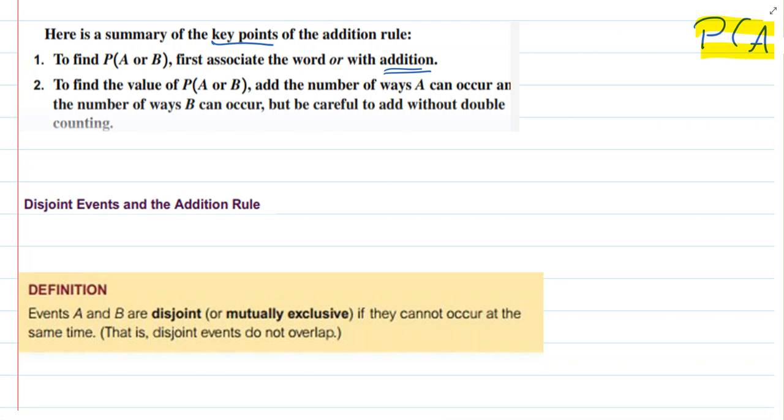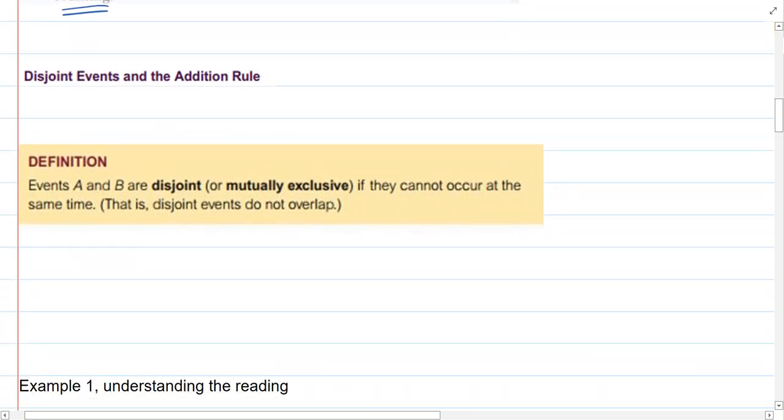To find the value of P of A or B, add the number of ways A can occur and the number of ways B can occur, but be careful to add without double counting. Double counting. All right, so that's that intersection point.